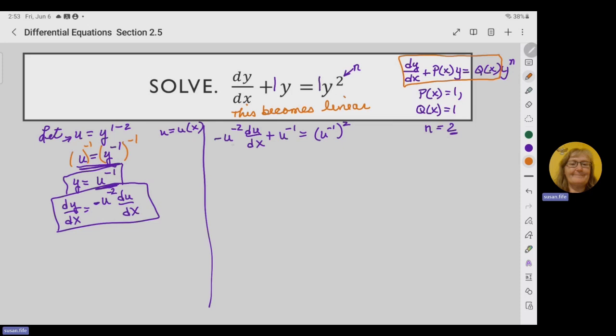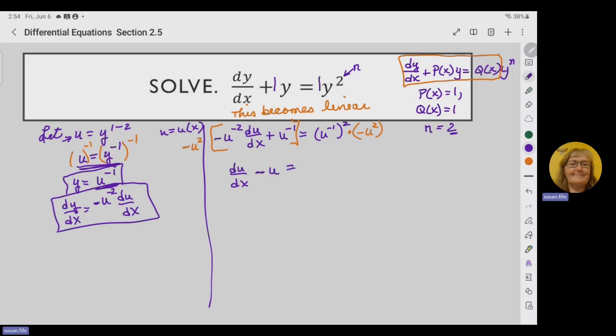So I'm going to take whatever coefficient I have of du dx, and multiply both sides by it. I'm going to multiply by negative u squared times negative u squared. On the left side, the negatives cancel. U squared times u to the negative 2 cancels to give you u to the 0, which is 1. So it leaves me with just du over dx. And then negative u squared times u to the negative first gives us negative u.